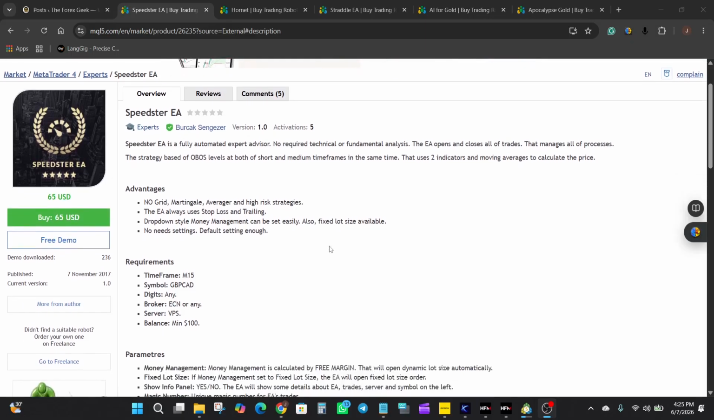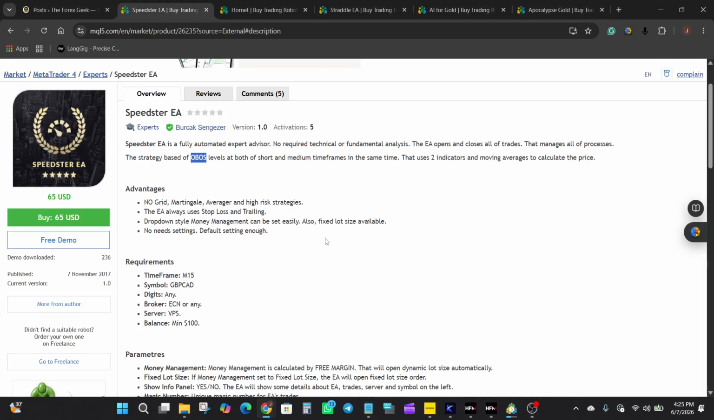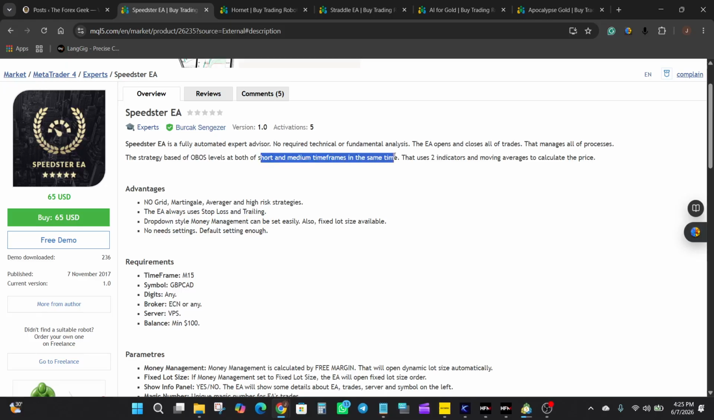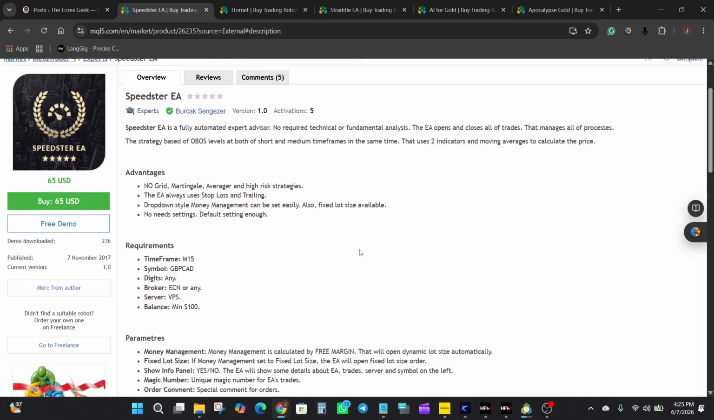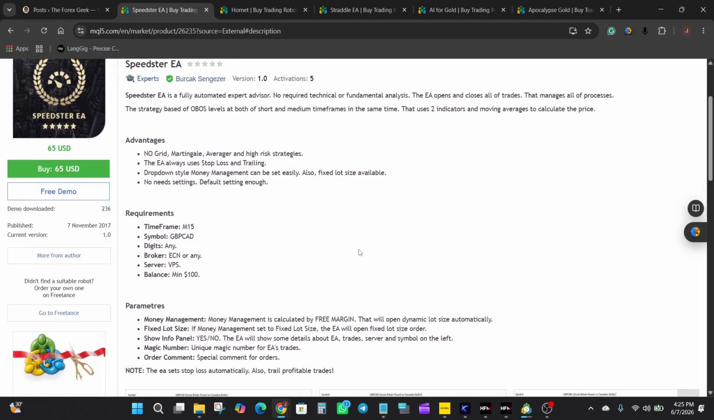As I scroll further, the strategy is described as being based on OBOS levels across both short and medium term time frames at the same time. The system uses a combination of two indicators and moving averages to calculate price behavior and generate trading decisions. One important point highlighted on the page is the focus on risk control.